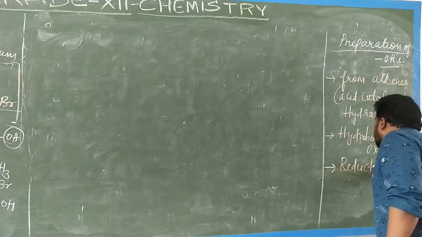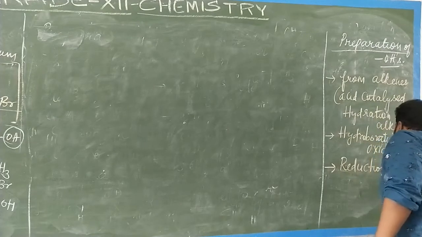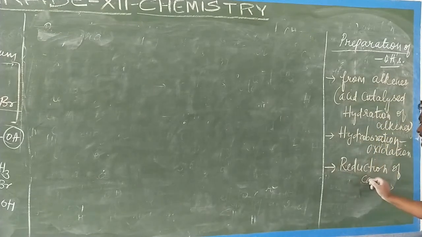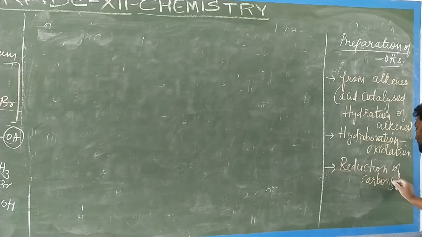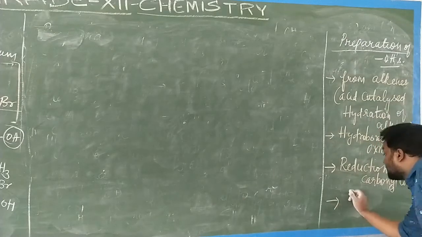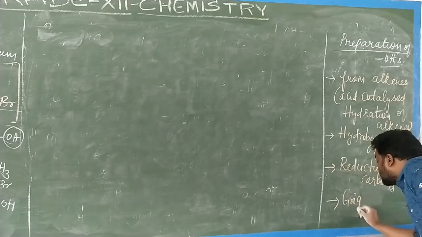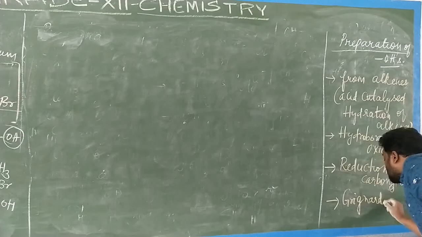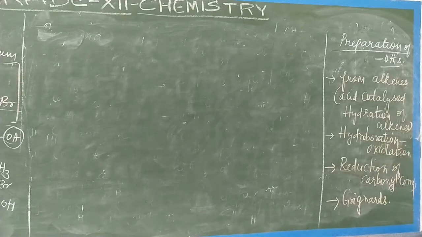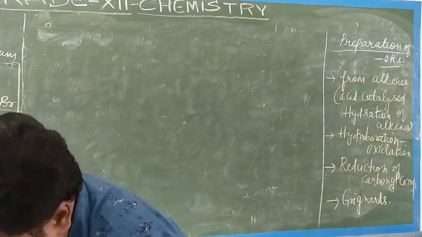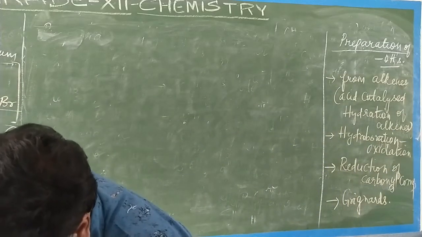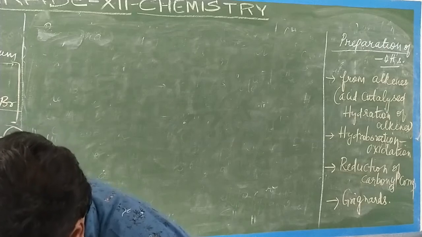The third is reduction: reduction of carbonyl groups, carbonyl compounds. And the last one we studied is Grignard's reagent. From Grignard's reagent we studied. There are four methods. Now just follow the reactions.